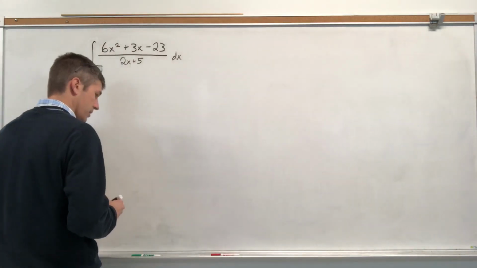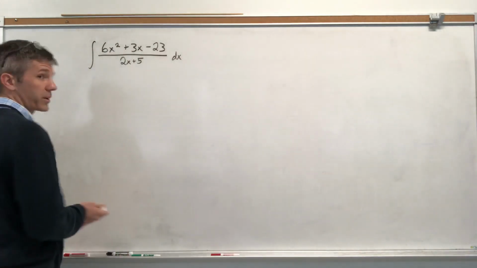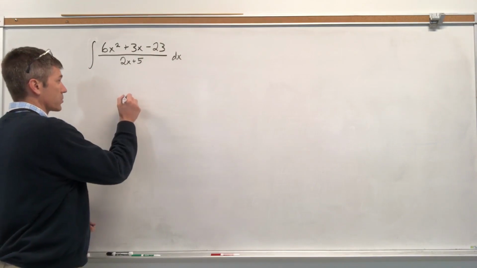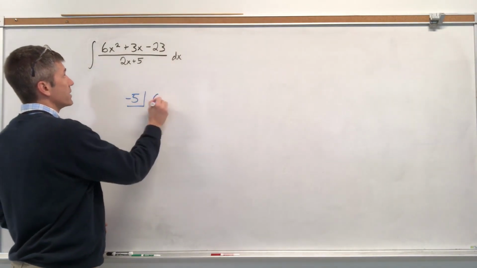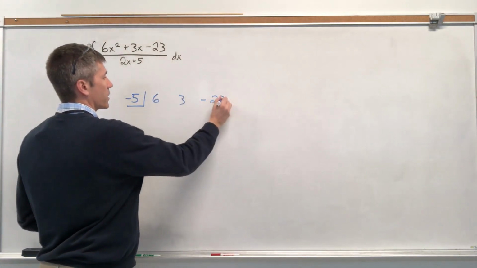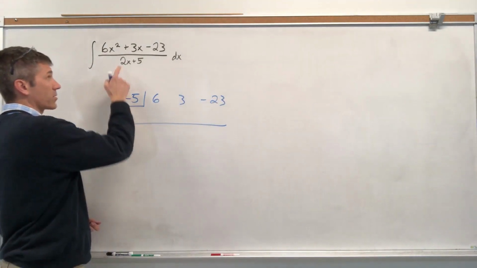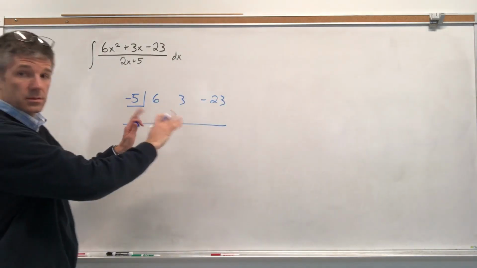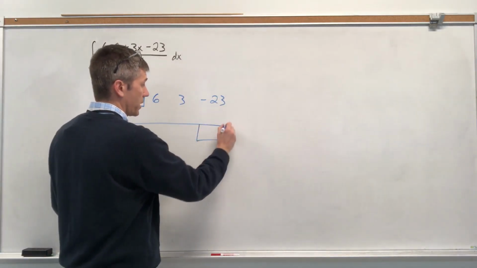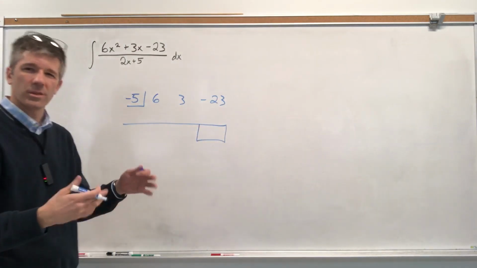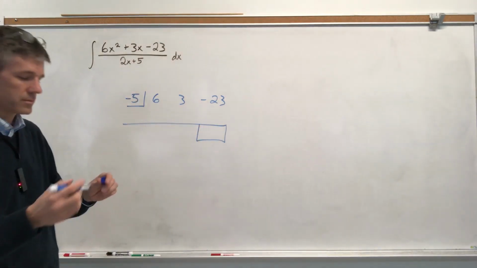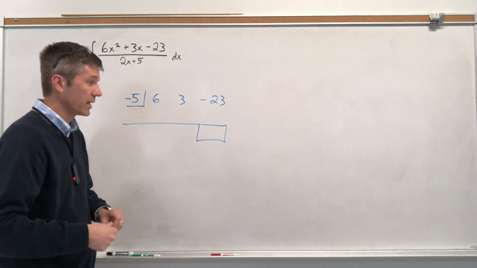So if you're thinking, oh, I can just put the -5 here, let's switch colors. Feel free to go ahead and write this, by the way, because we're going to make this work. I could put -5 here, and 6, and 3, and -23, and I could do my thing. Yeah, that's great. What about that 2? Okay, keep this, because we're going to play this game in just a minute. That's going to be my remainder, which goes over 2x plus 5.